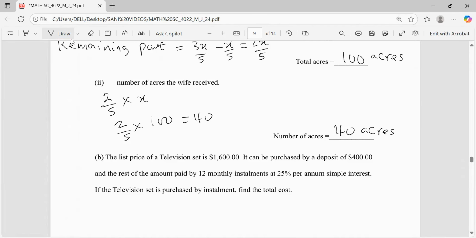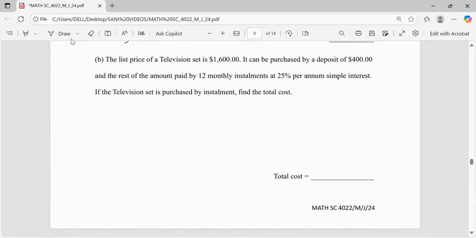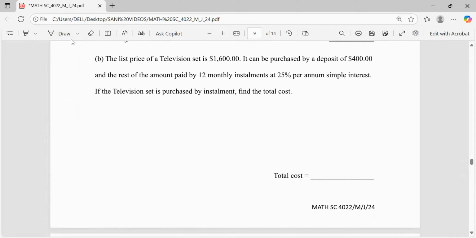Then part B of the question says the least price of a television set is $1,600. It can be purchased by a deposit of $400 and the rest of the amount paid by 12 monthly installments at 25% per annum simple interest. If the television set is purchased by installment, find the total cost.